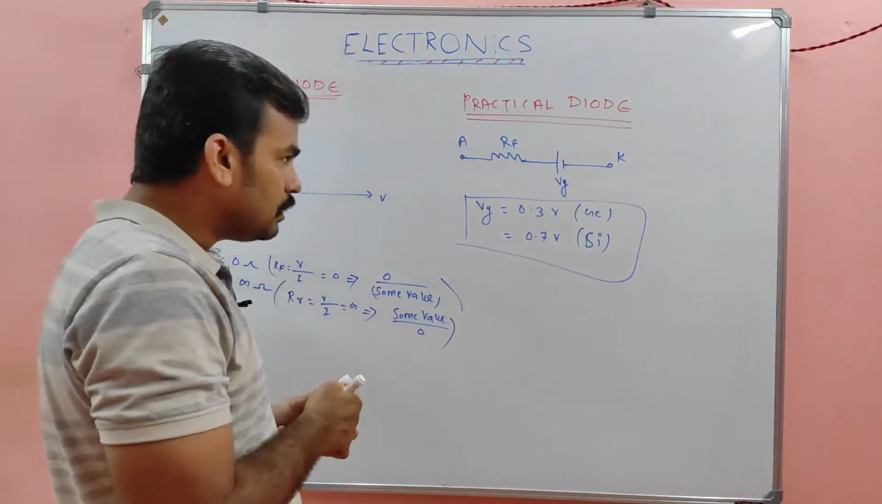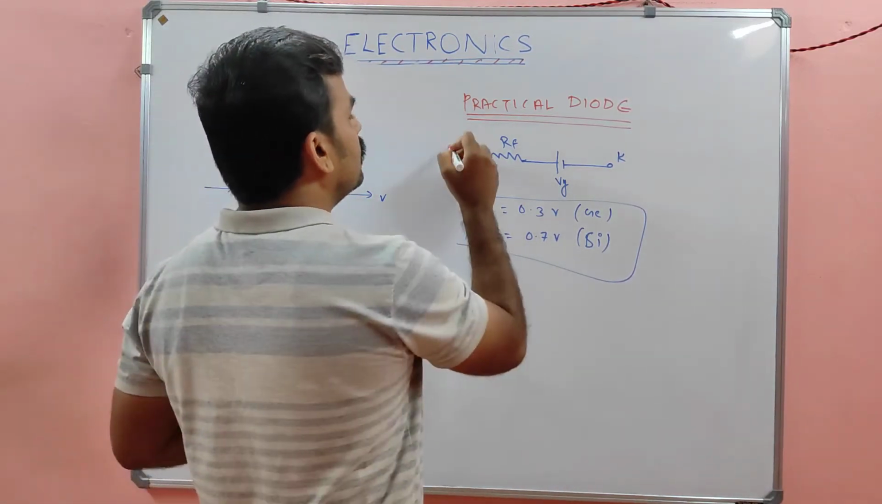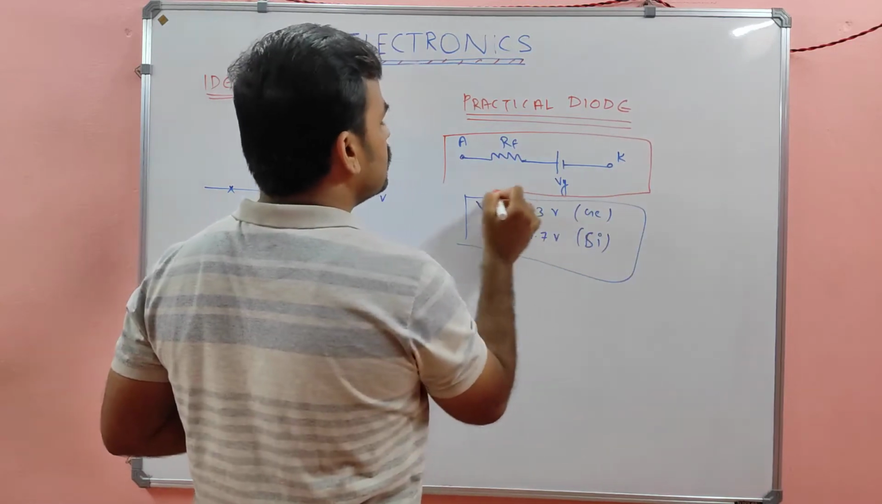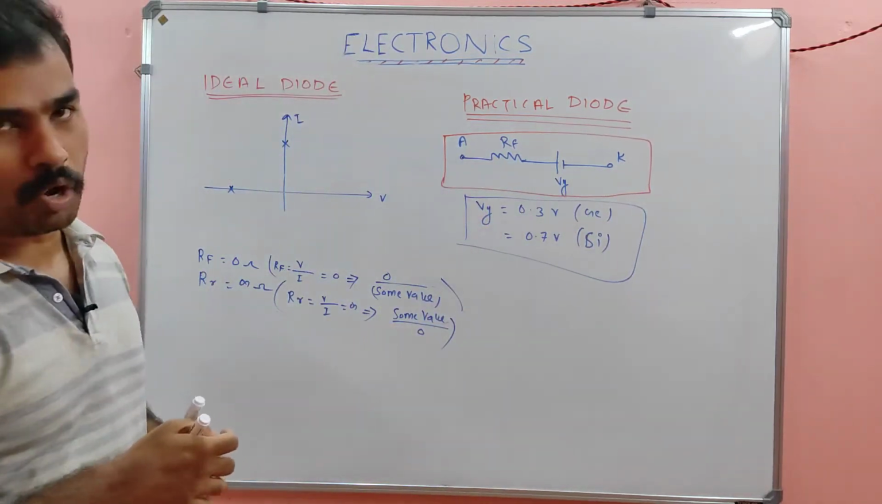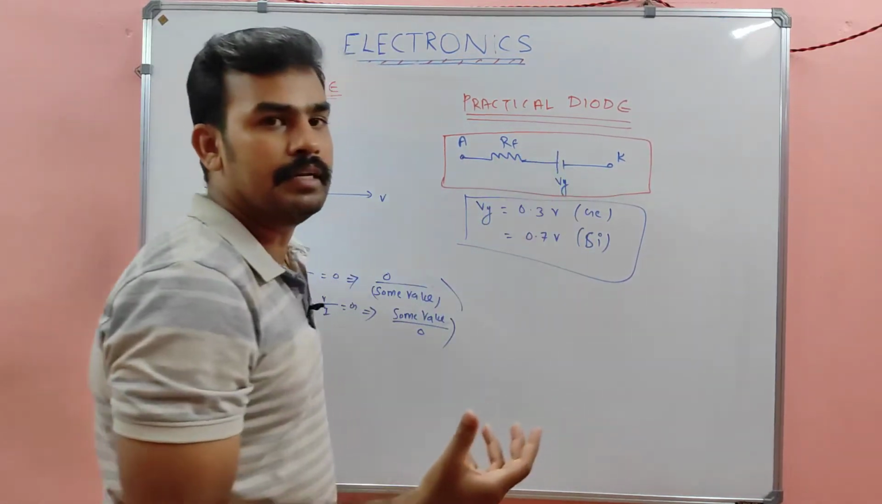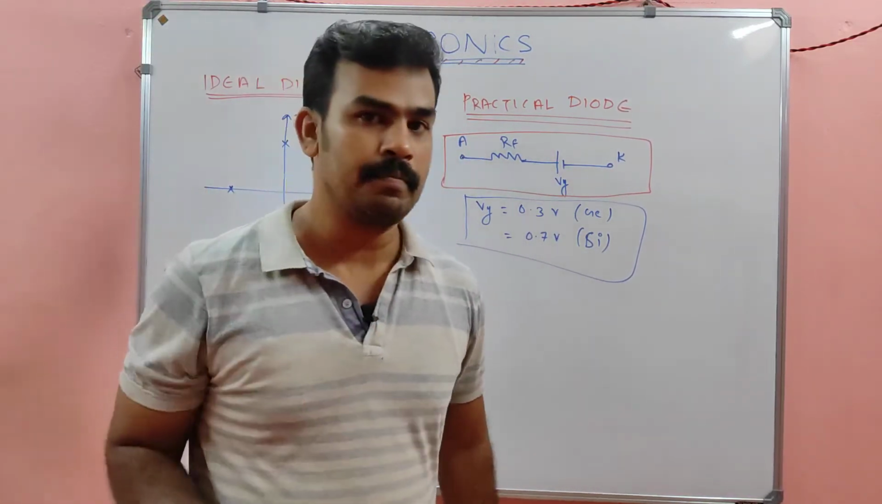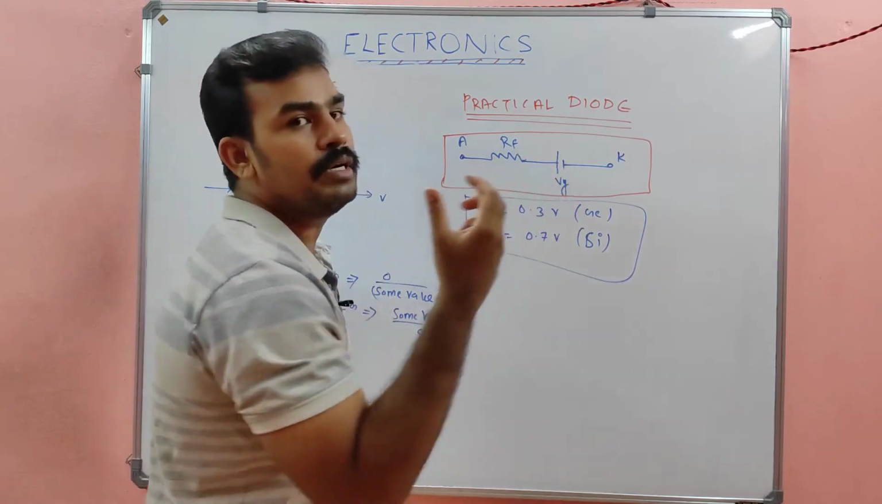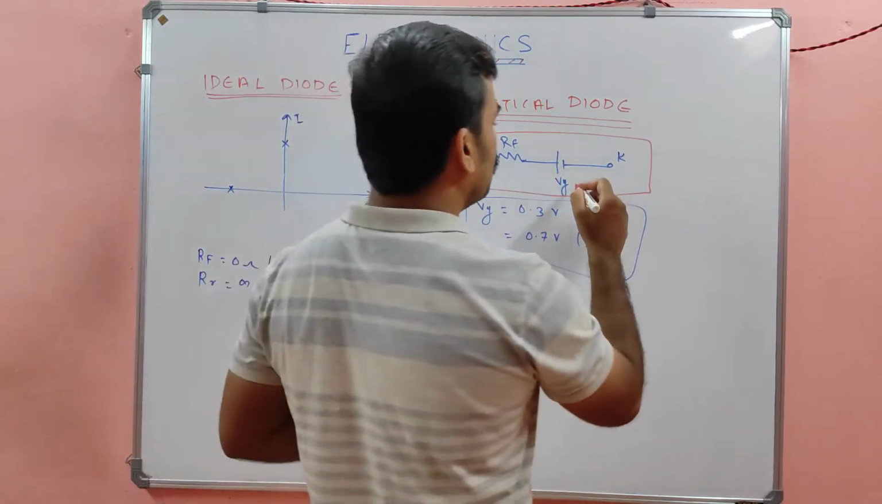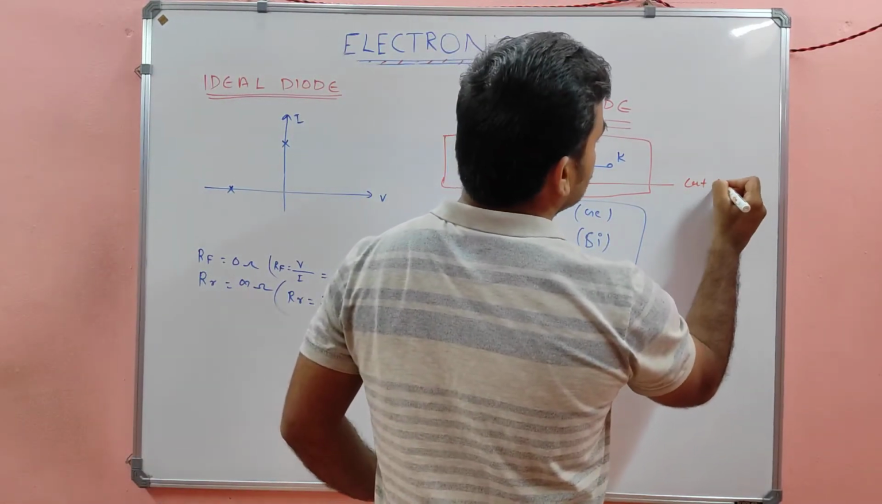So this equivalent circuit is very, very important: a forward resistance and a drop. This drop is nothing but the voltage required to break the potential barrier, that's all. That is represented by this cut-in voltage or Vγ. This voltage, I have already explained, is the cut-in voltage.